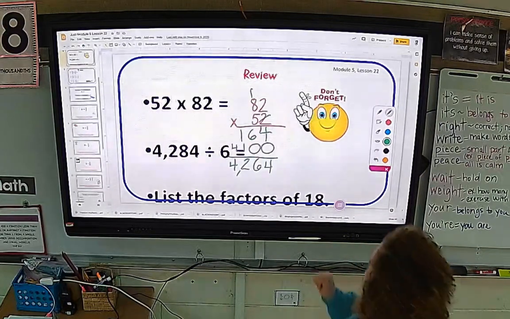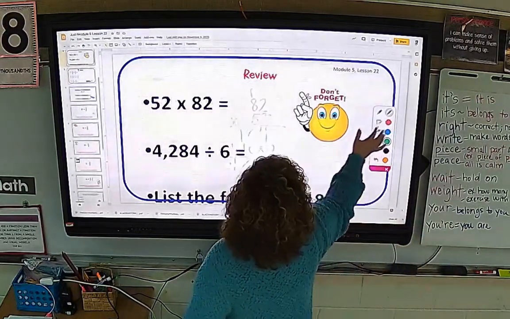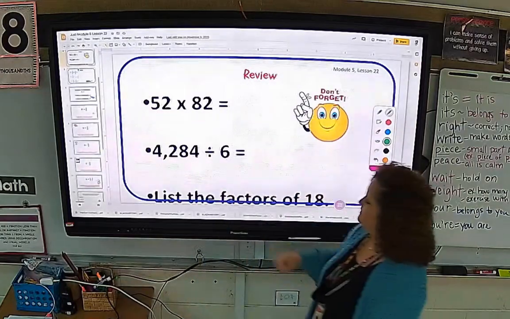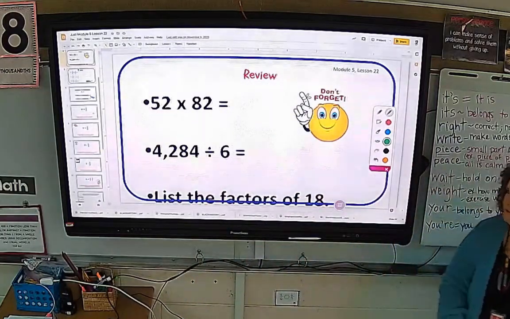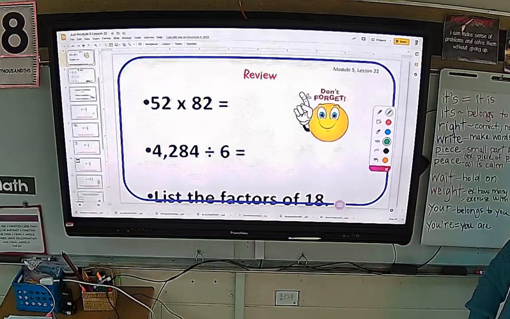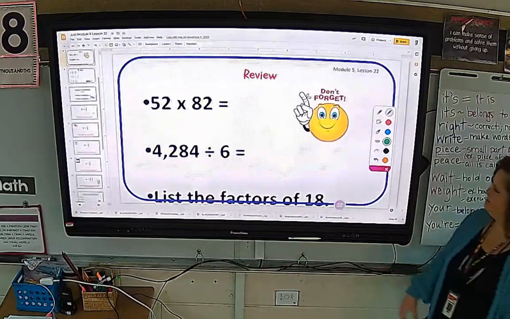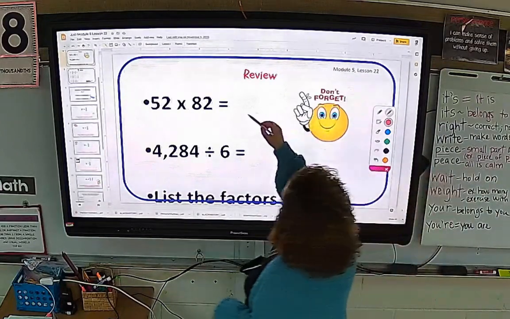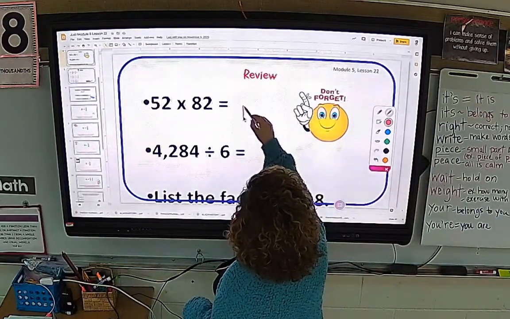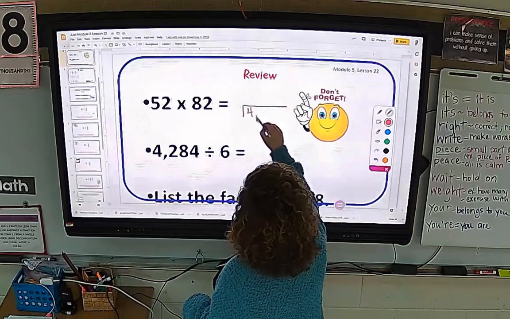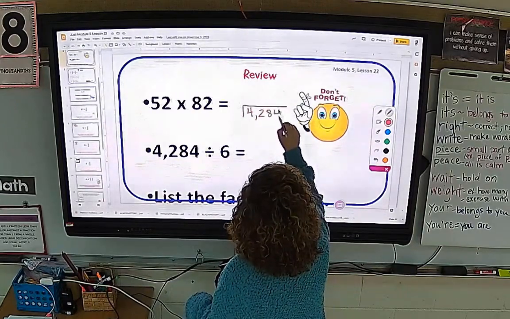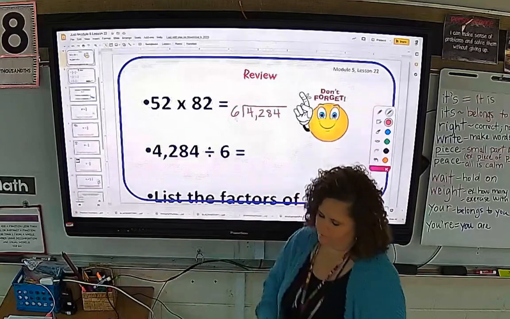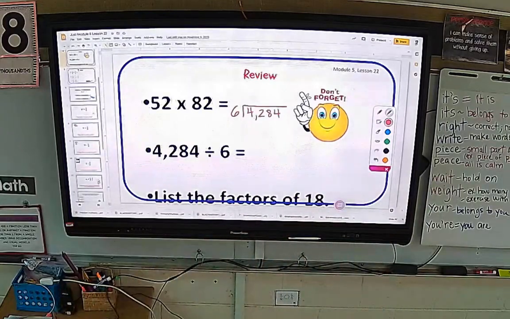So, all right, clear that off, and let's go ahead and grab that second one. 4,284 divided by 6. I will squish this up in here. Okay, give you a second to work that out, and if you do get finished, go ahead and check it with multiplication. Always good practice to do that.